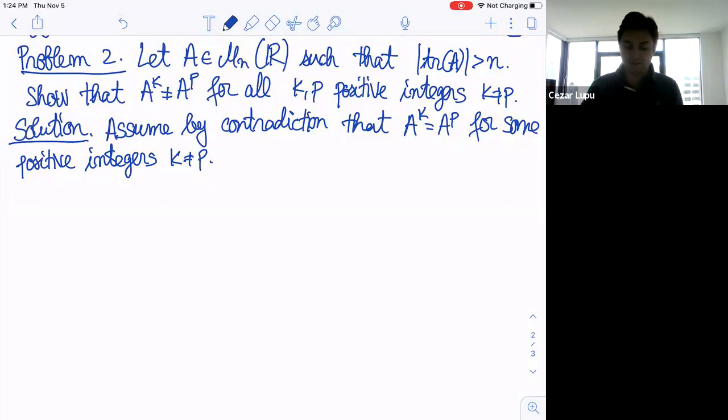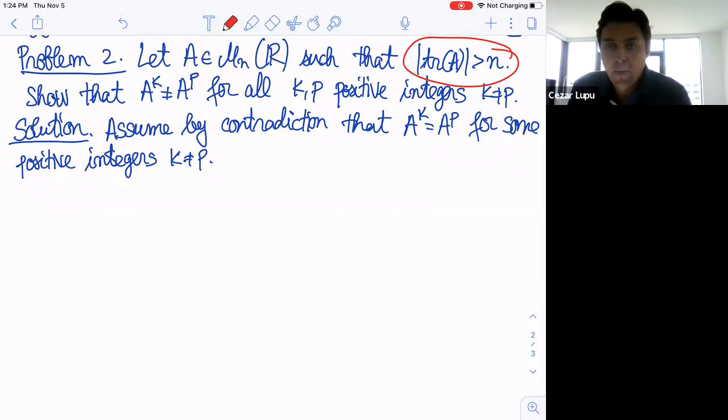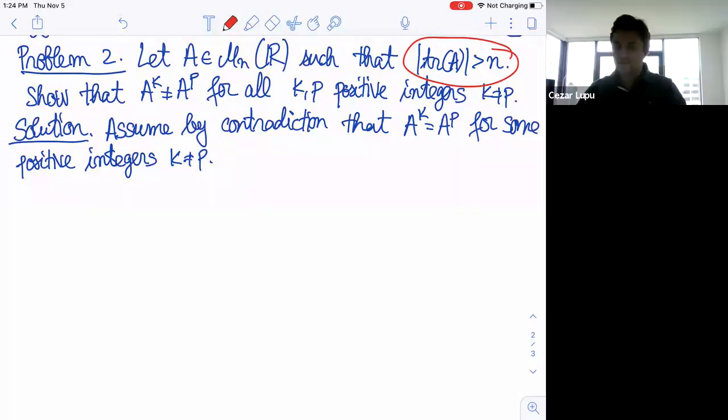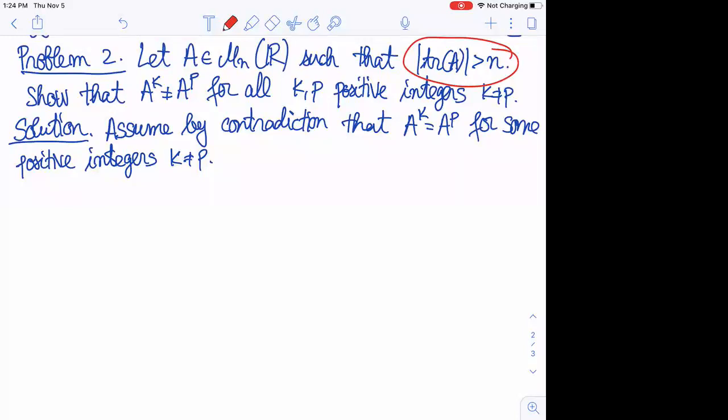So we'd like to use that. That's a very important piece of information. So let's look at this guy. But now I'm trying to deduce something about the eigenvalues of A. Can you tell me something about the eigenvalues, given the fact that A to the power k is the same as A to the power p? What can you tell me about the eigenvalues of A? They have to be the same, right? Not quite, but something like that. What can you tell me?